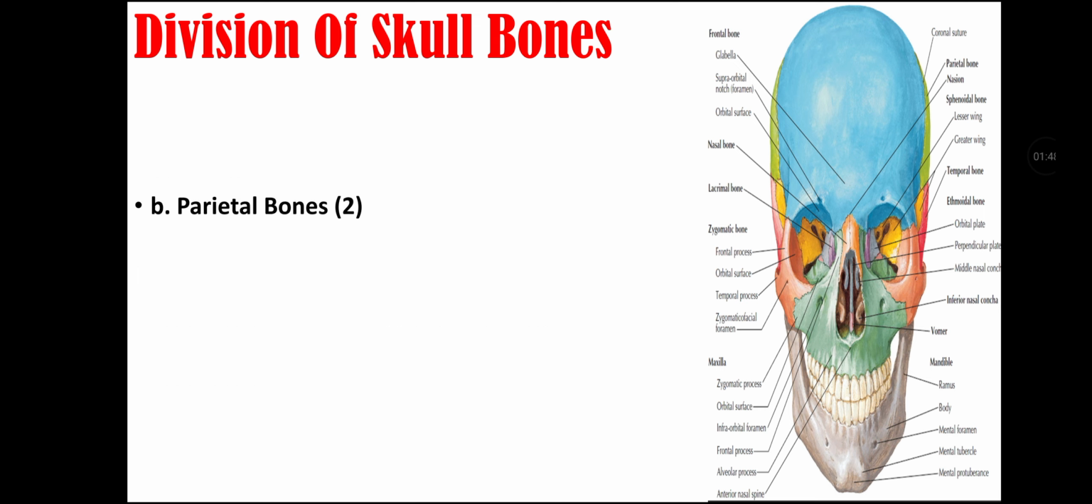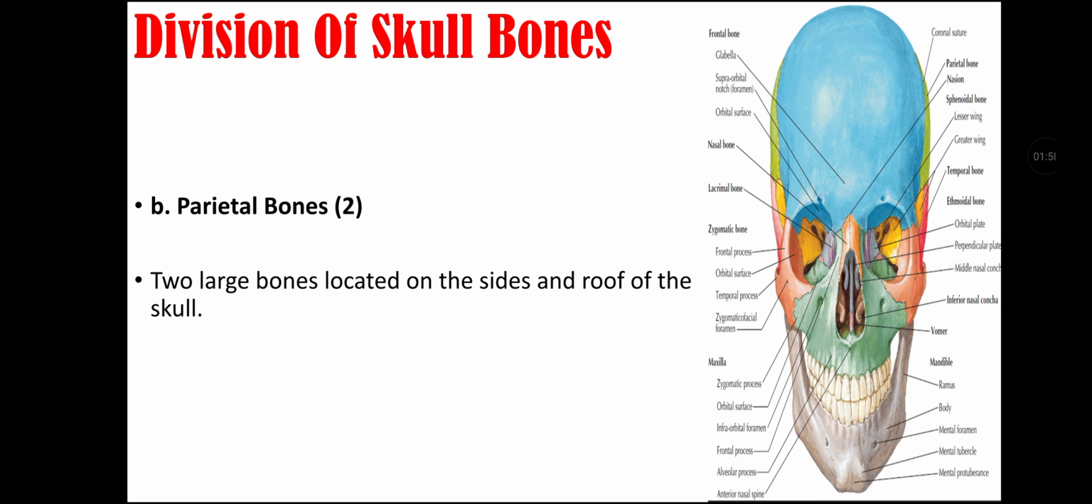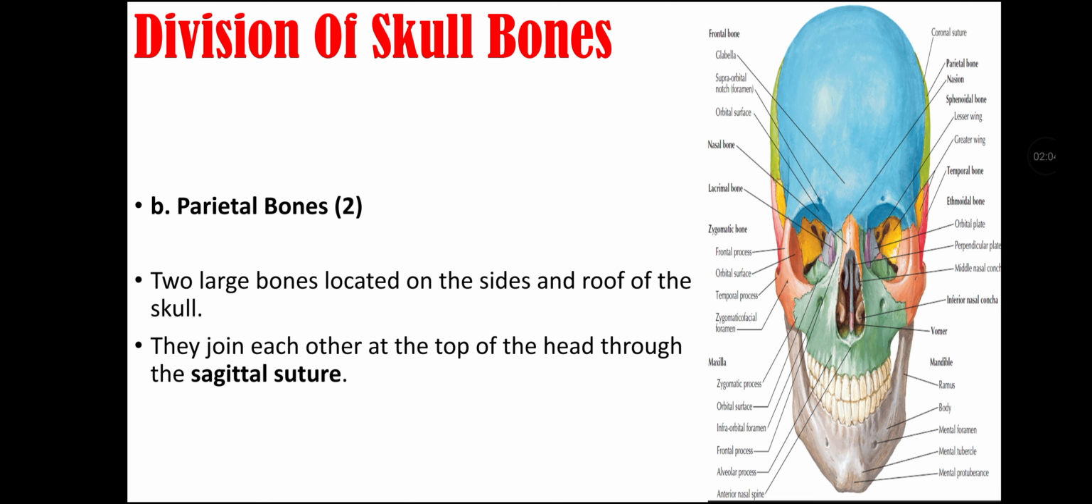The second skull bone is the parietal bone. It is a paired bone, that means each skull has two parietal bones. You can see the green color bone behind the frontal bone is the parietal bone. There are two large bones that are located on the side and roof of the skull. They join each other at the top of the head through the sagittal suture.